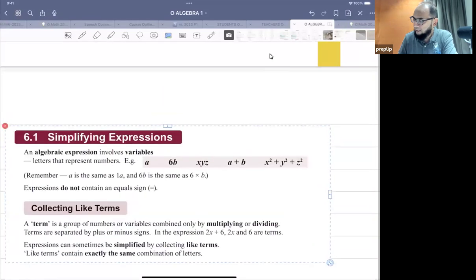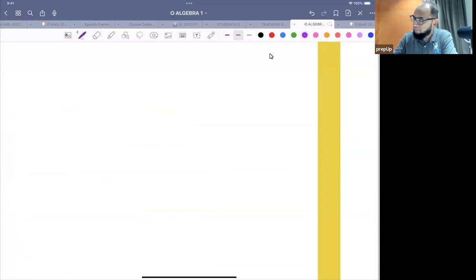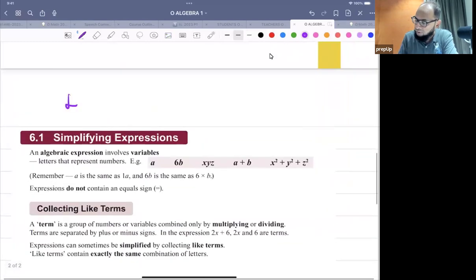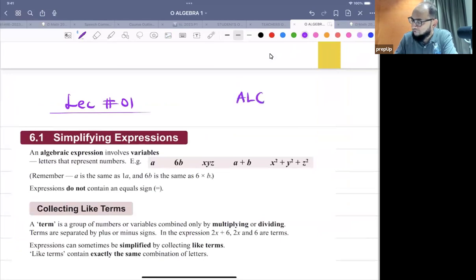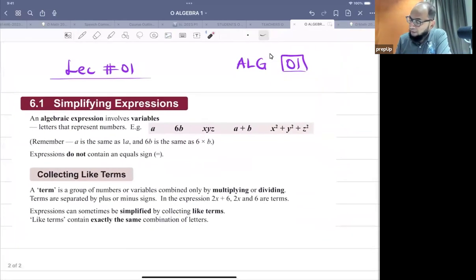Okay. Now first of all, the topic that we are starting, this is algebra, and this is lecture number 1 of algebra. So ALG for algebra 01, and algebra is a big topic. Now first of all, they are saying that in algebra we use variables. So maths was all nice with numbers and everything, and suddenly symbols came in.